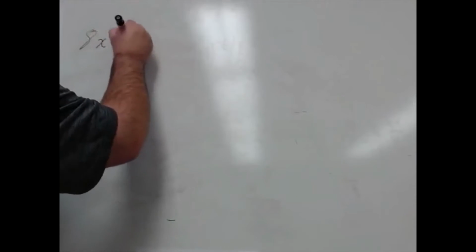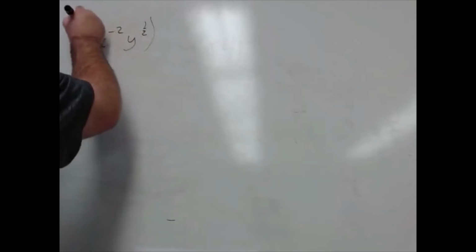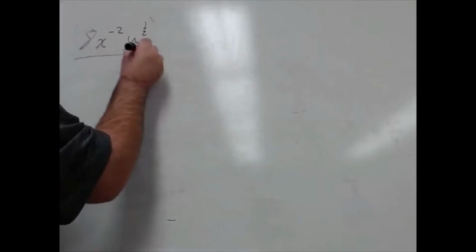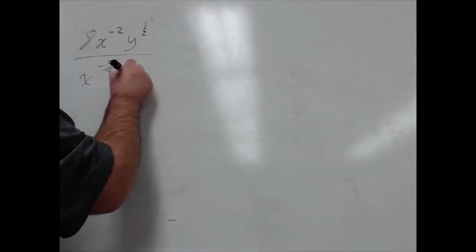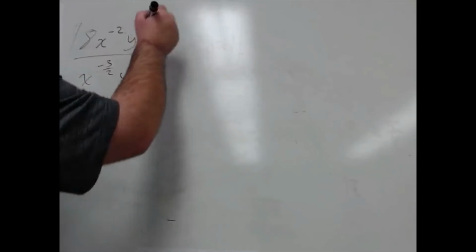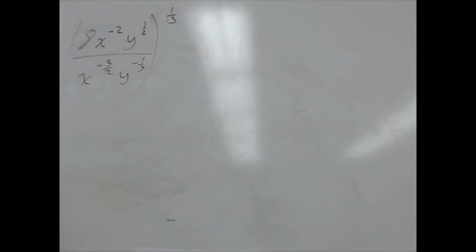Let's look at another example. So we've got 8x to the negative 2, y to the 1/2, over x to the negative 3 over 2, y to the negative 1/3, with a bracket around all of that and an exponent of 1/3. So again, I'm going to deal with like terms that are inside the brackets.